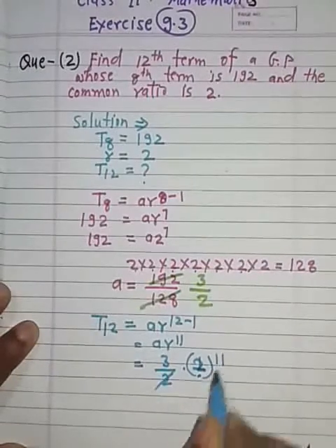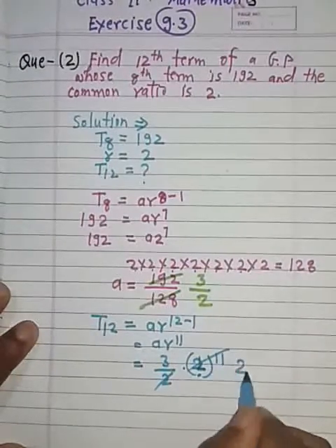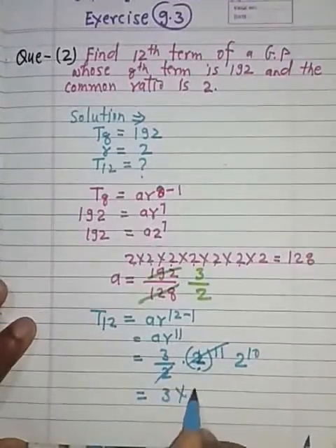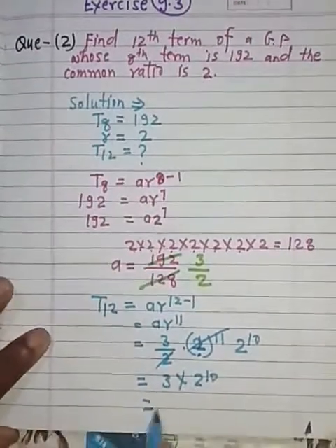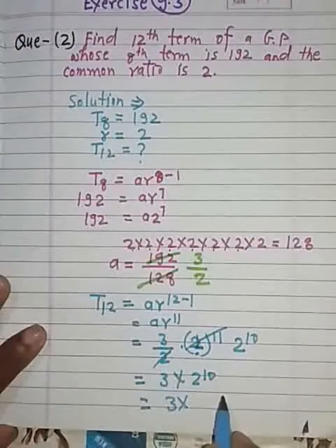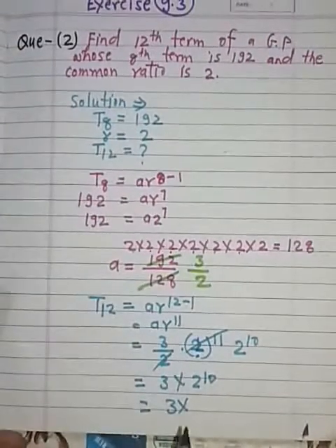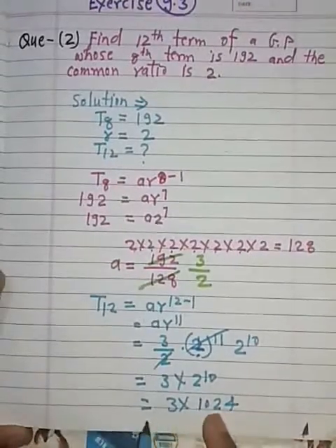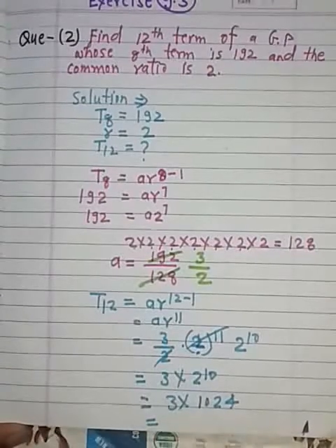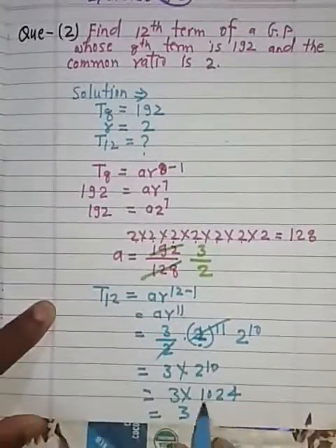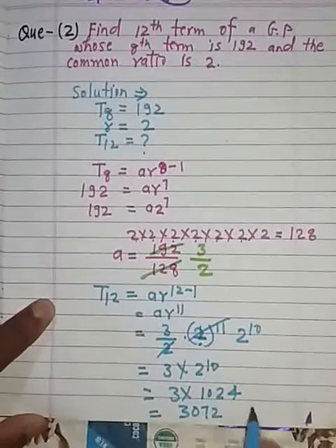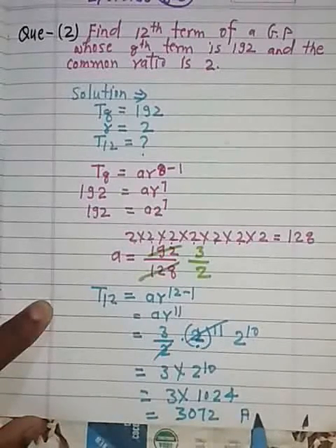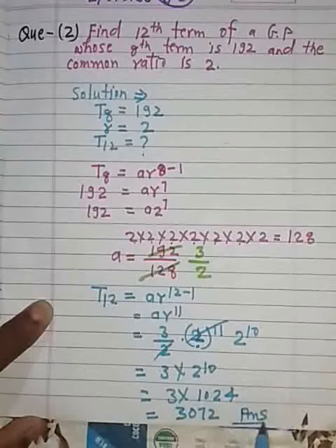Here 1 2 and 1 2 will be cancelled. Here we will get the 2 to the power 10, means the value of T12th will be 3 into 2 to the power 10 is equal to 3 into the value of 2 to the power 10 will be 1024. We will multiply this and we will get the final value. This will be our final answer for the question number 2 of the exercise 9.3 of class 11th mathematics NCERT. This is our answer.